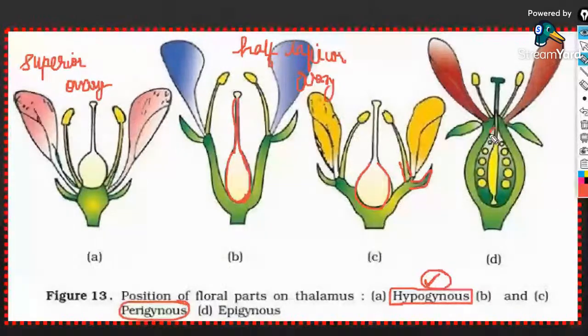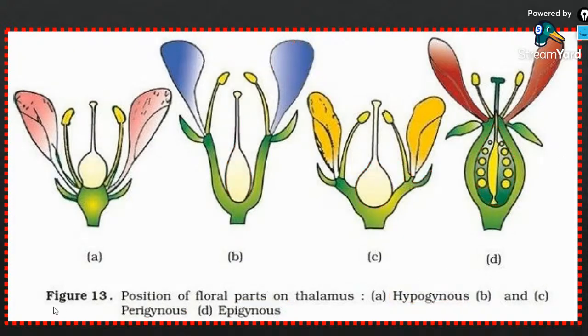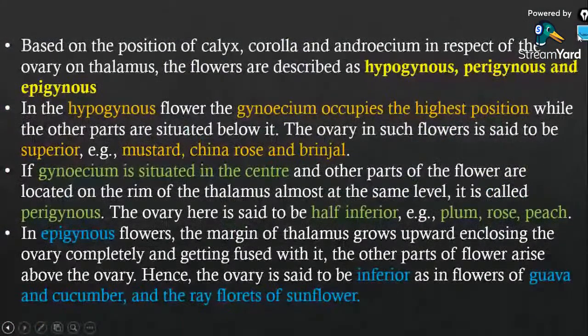And finally, the whole ovary is below. Such a condition you will call the epigynous condition. Let's anyway detail it.